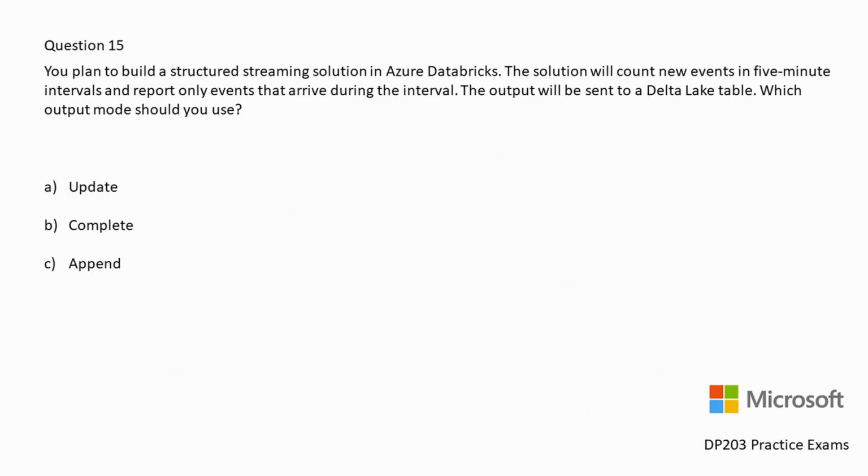So in this question, we need to count new events in 5-minute intervals and report only events that arrive during the interval. So we have the first 5 minutes and we get a set of events. In the next 5 minutes, we notice that there is no overlap between the last interval and this interval, and we count fresh new events in this new interval. When the next 5-minute interval occurs, we count the fresh new events again, and so on. Since we're counting new fresh events at every 5-minute interval, the output mode we should use is append. So the correct answer here is C.